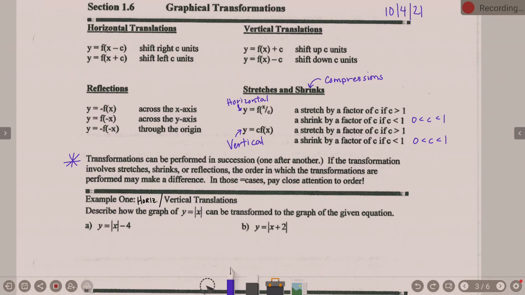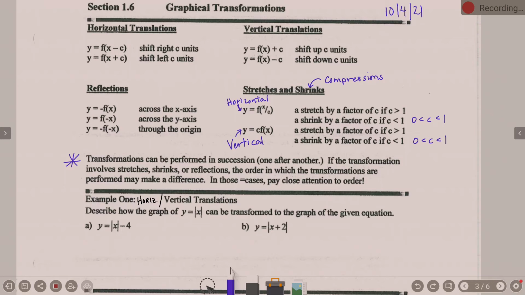Key note here to catch. Transformations can be performed in succession, one after another. If the transformation involves stretches, shrinks, or reflections, the order in which the transformations are performed may make a difference. So in those cases, pay close attention to order. Okay. If you reflect something across an axis before shifting it, depending on which direction you shift, things like that can make a difference. And so we'll talk as we go about how to consider those things.